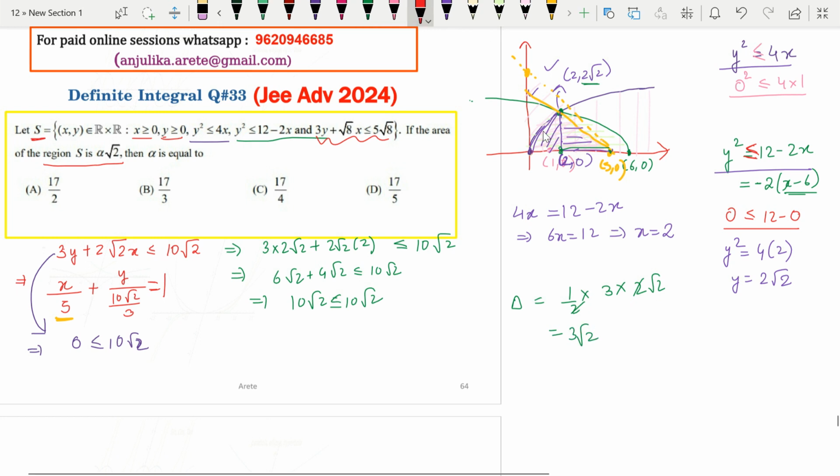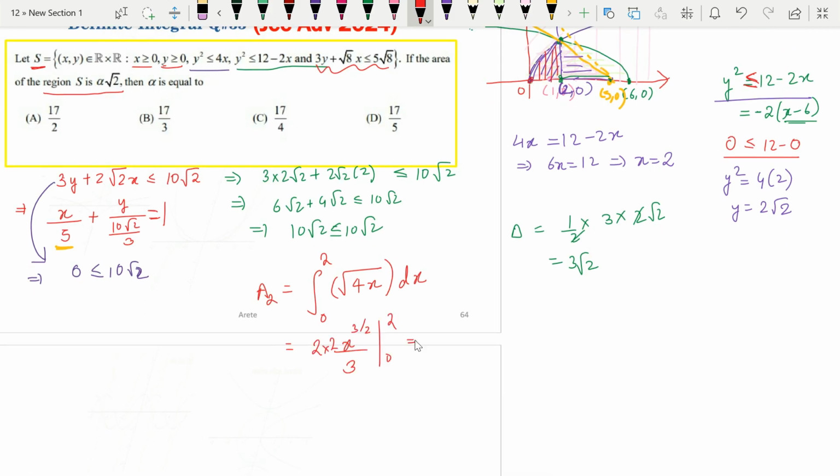Now, what's the area of this region? You have to use integration. The area of the other region, let's call it A2, would be x varies from 0 to 2, only the upper curve, which is the first one, under root 4x dx. Now do the simple integration. You get 4 upon 3, and then this is 2 root 2, so you get 8 upon 3 root 2.